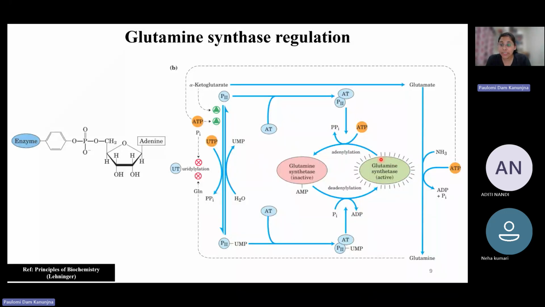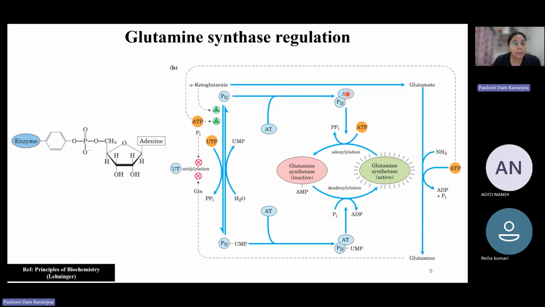Now, when glutamine synthetase is not active, it's basically when it becomes adenylated. Who adenylates this? Here, AT adenylates this. But how does AT do that? When it binds to P2. But when will AT bind to P2? Yes, it's complicated. That's why I am walking you through. If ever you get confused, you can walk it in this way. Let me just complete one cycle.